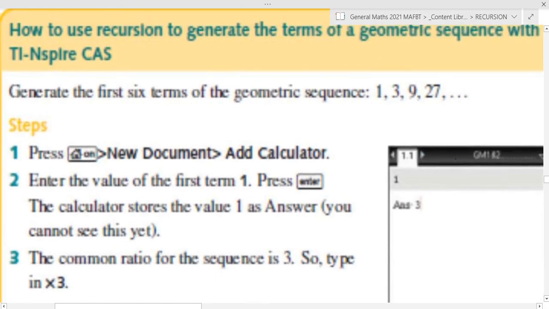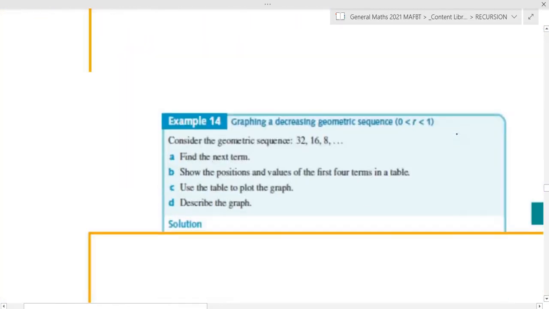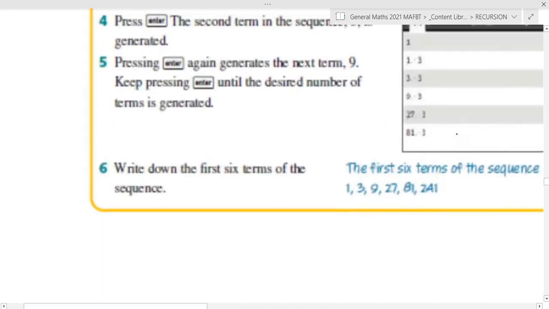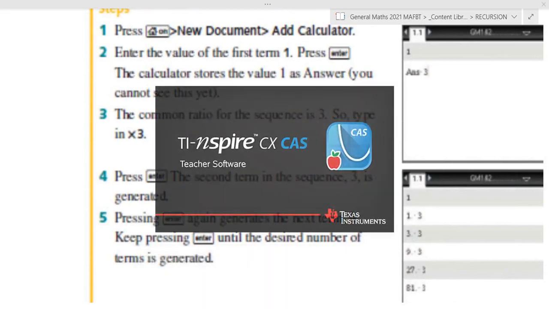Alright, on your CAS, get your CASs out. I'll show you really quickly how to get a geometric sequence going. And then I think that might be it for our graphing. And then that's it. Okay, so let's get our CASs out. Any questions so far on how the geometric sequence works?